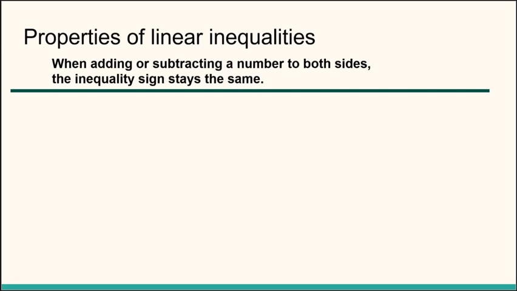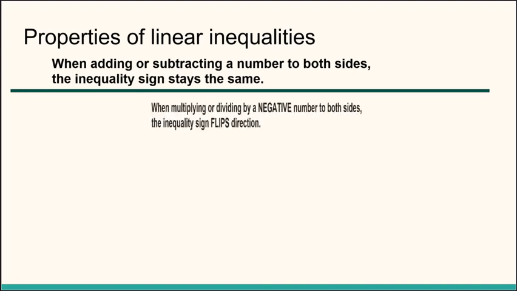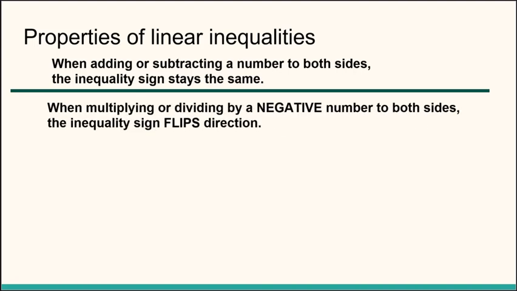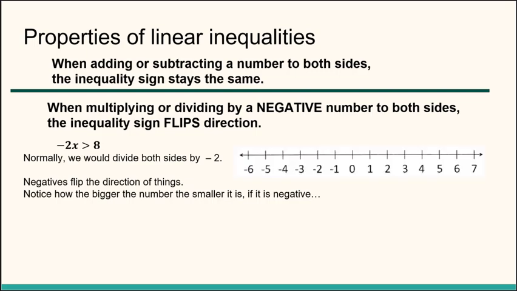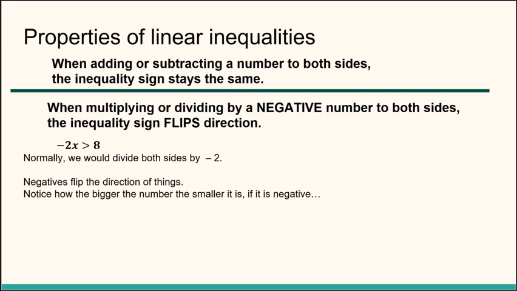Now, when you're adding or subtracting a number to both sides, the inequality sign is going to stay the same. However, when you are multiplying or dividing by a negative number to both sides, the inequality sign flips direction. So let's see what in the world is going on and what that means. If I have negative 2x is greater than 8, normally we'd divide both sides by negative 2, wouldn't we? The negative flips the direction of things.